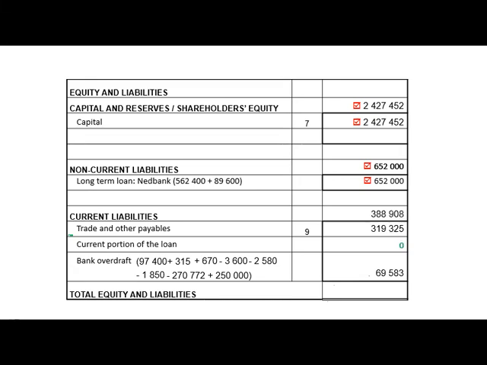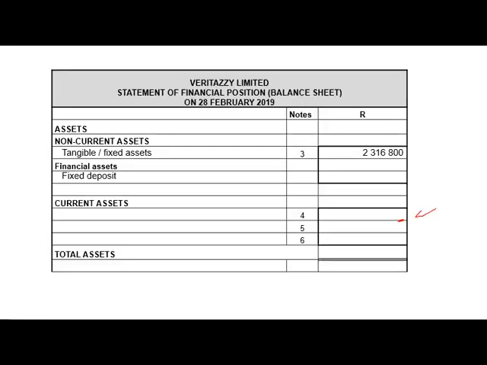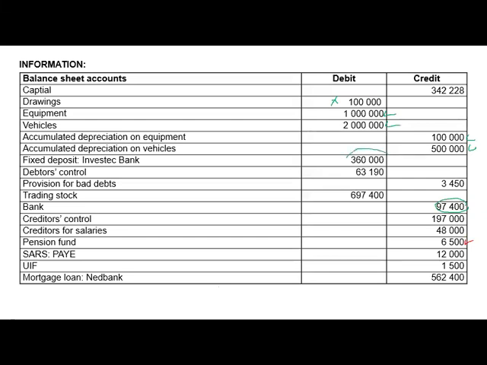Now you will add everything in bold. Your capital and reserves added with non-current liabilities, added with current liabilities, you will get your total equity and liabilities, which is 3,468,360. Okay. And coming to the assets part, which is your current and non-current, we had a fixed deposit. When you look at your pre-adjustment trial balance, you will notice that the fixed deposit was given to you as 360,000. So that's the one we're going to include as your financial assets.